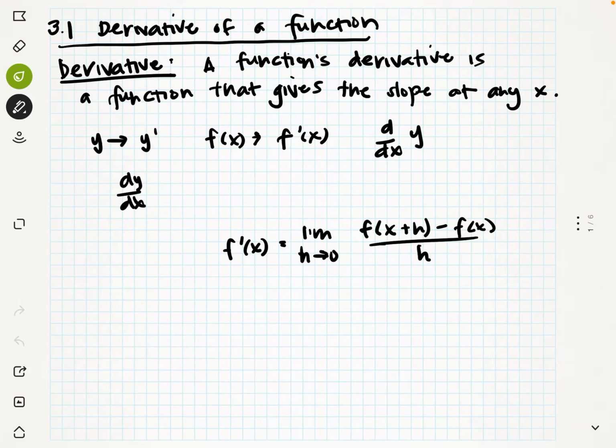Today we're looking at 3.1, the derivative of a function. A function's derivative is a function that gives the slope at any x. There are a lot of different ways that they ask you to find the derivative, or they denote the derivative.